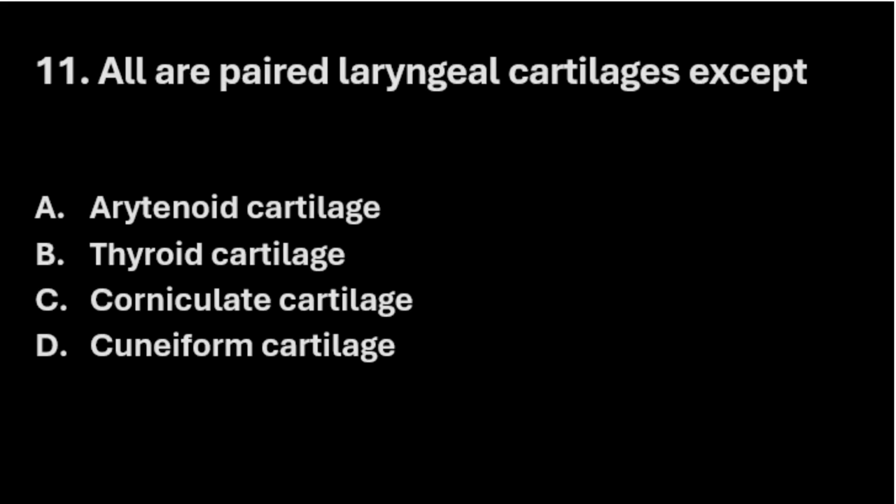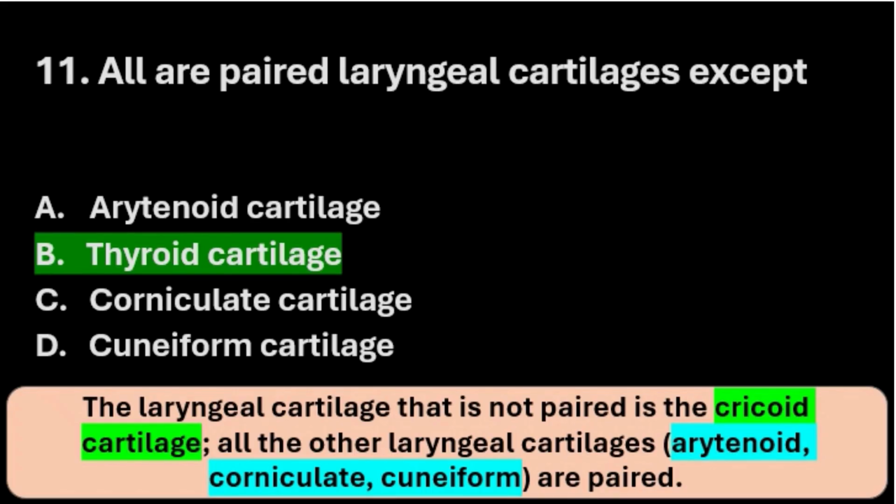Next question. All are paired laryngeal cartilages except option A arytenoid cartilage, option B thyroid cartilage, option C corniculate cartilage, and option D cuneiform cartilage. The right answer here is option B thyroid cartilage. The laryngeal cartilage that is not paired is the cricoid cartilage. That is the only one cartilage that is not paired. All other laryngeal cartilages, see here, arytenoid, corniculate, and cuneiform are paired cartilages.